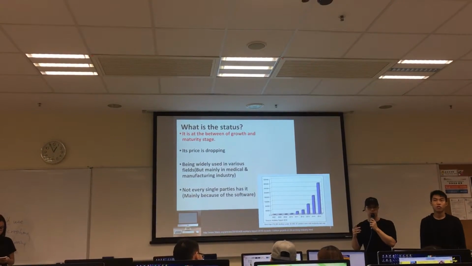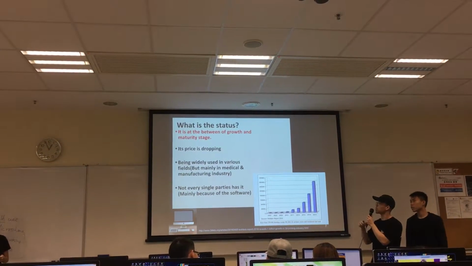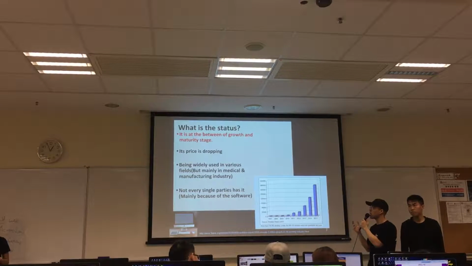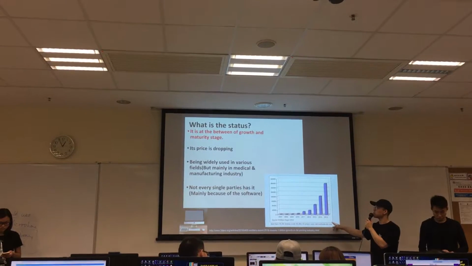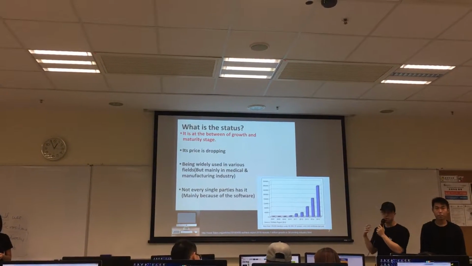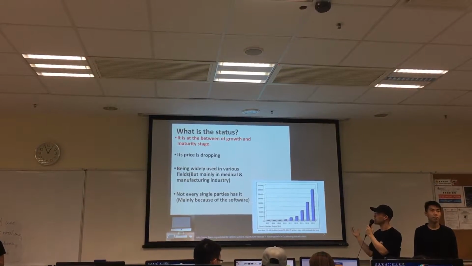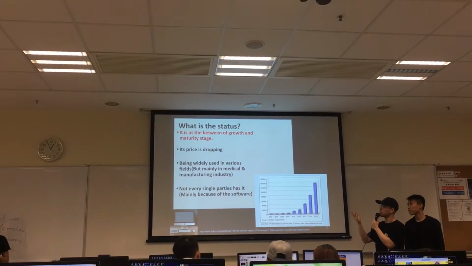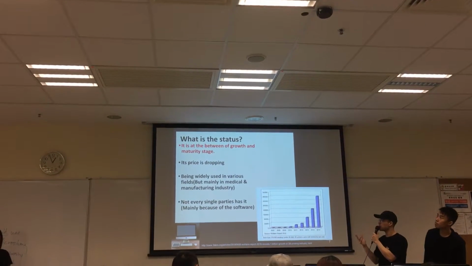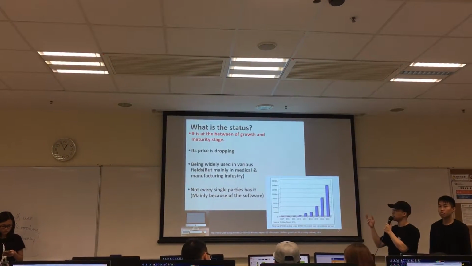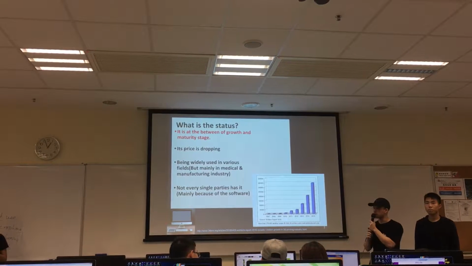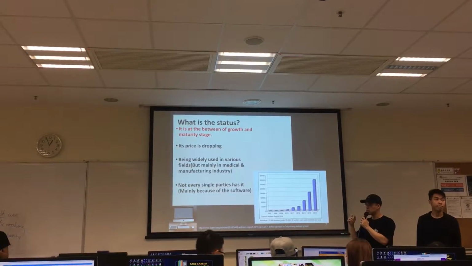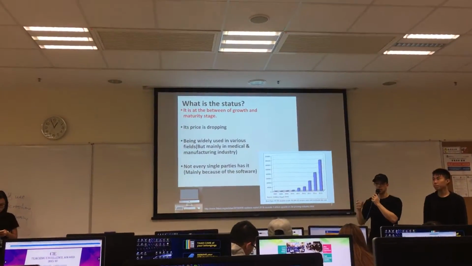What is the status of 3D printing? So we think that it's between the growth stage and the maturity stage, because as you can see, the supply of 3D printers is increasing gradually, and the price is dropping. It is being widely used in various fields, but mainly in the medical and manufacturing industries. Not every single party has it, so we don't think it's at the stage of maturity.